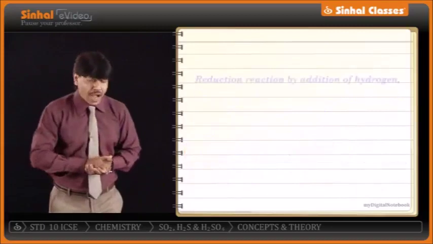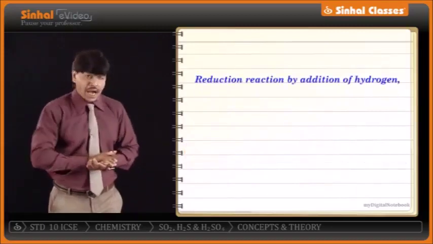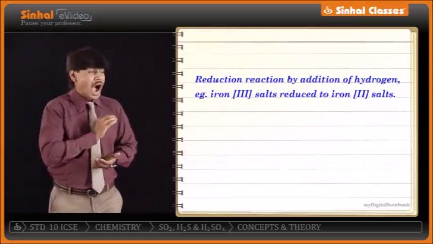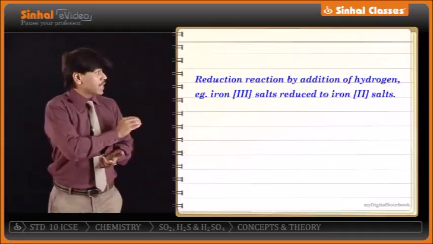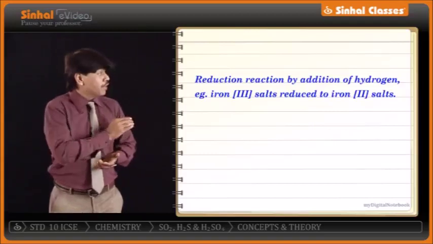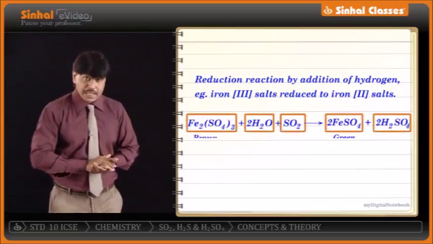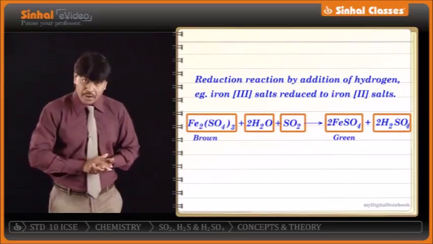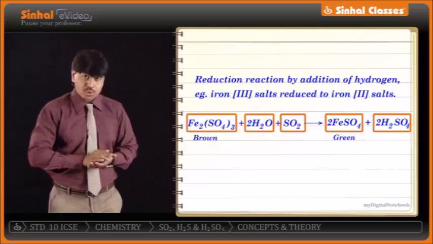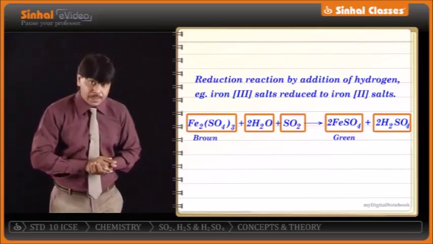Now, reduction by addition of hydrogen, for example, turning iron 3 salts to iron 2 salts. That is, reducing the valencies. For example, take Fe2(SO4)3 treated with 2H2O plus SO2, which will give you 2FeSO4 plus 2H2SO4. The solution turns brown to green.